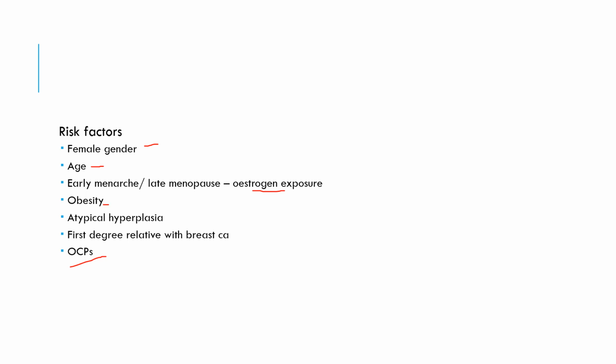Then obesity. Obesity again, because fat has the aromatase enzyme, can increase the estrogen exposure. That's why obesity also predisposes. Then atypical hyperplasia, ductal hyperplasia like we told, sclerosing adenosis, and first degree relative with breast cancer or familial cancer syndrome like BRCA1, P53 and all.